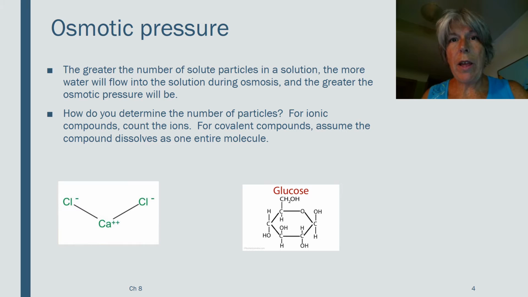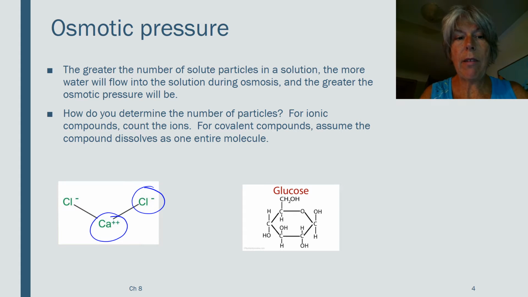Osmotic pressure is created when the solvent moves from one side of a semi-permeable membrane into the other side. If there are more solute particles in a solution, then the osmotic pressure will be greater. When we look at, for example, calcium chloride compared to glucose, if we had a calcium chloride solution, the calcium chloride dissolves into 3 separate ions.